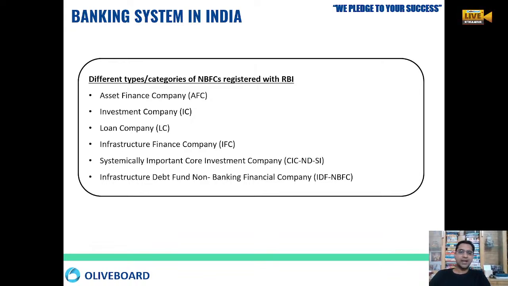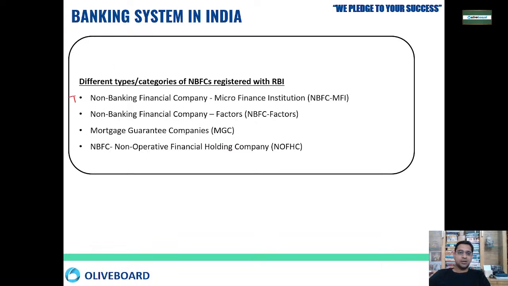There are 10 types of NBFCs: asset finance company, investment company, loan company, infrastructure finance company, systemically important core investment company, infrastructure debt fund, microfinance institution, factor company, mortgage guarantee company, and non-operative financial holding company. So these are the 10 types of NBFC. There are various types of NBFC, and they can be any of these 10 types.